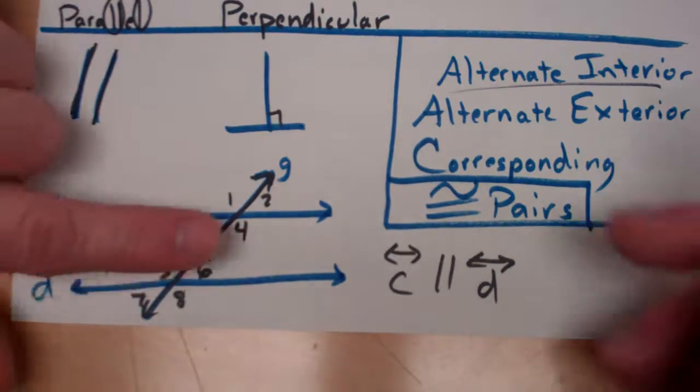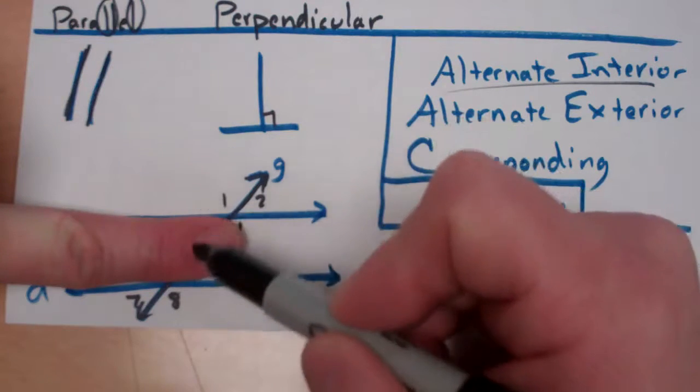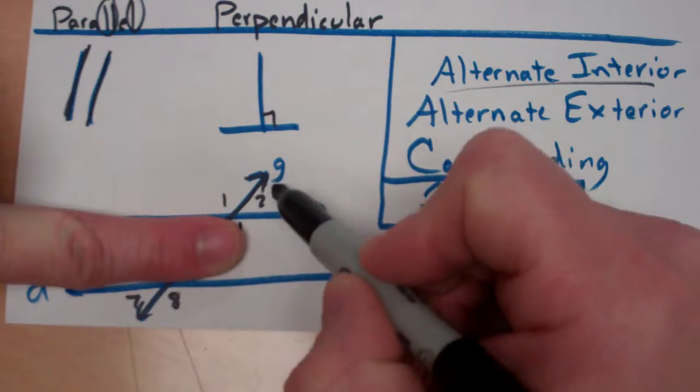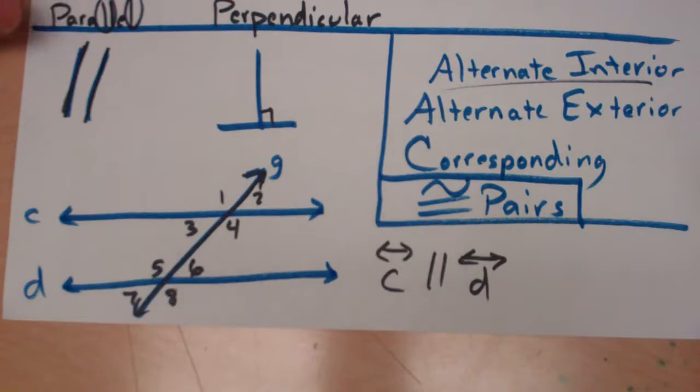Alternate exterior. Well, now I'm not talking about 3, 4, 5, and 6. I'm talking about the things on the outside. So 1 alternates with 8. They are congruent. 2 alternates with 7. They are alternate exterior, which makes them congruent.